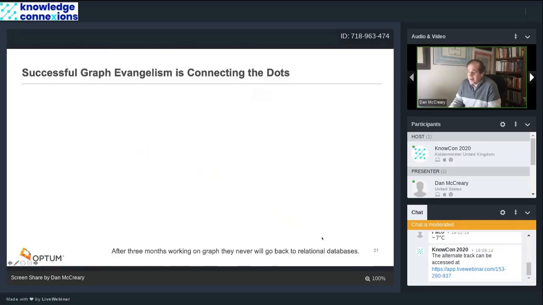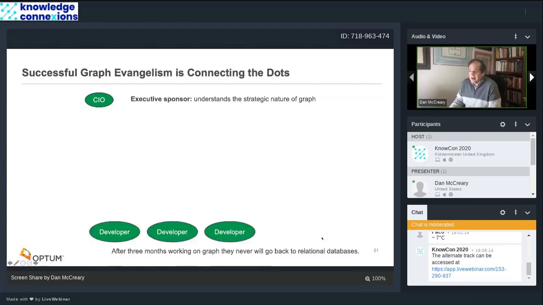So one of the things we found is that in order for our enterprise knowledge graphs to work, we do need an executive sponsor. This is often our chief executive officer that understands the strategic nature of real-time analytics. We've also found that getting our developers on board is also a critical step. But I have to tell you, after about 3 months working on graph databases, developers usually never want to go back to the old relational systems.